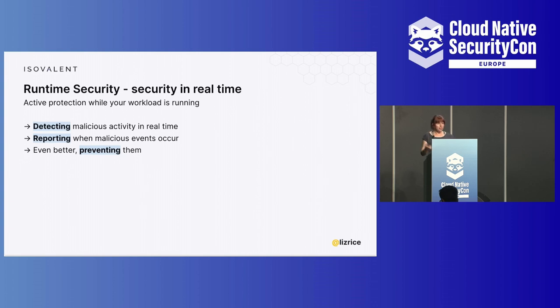A lot of the discussions, I think, at SecurityCon, there's been lots of things about supply chain and dependency management, things that happen before you deploy your workloads. What I'm talking about now is the real-time detection and prevention of malicious activity while your workload's running. So we need a way of detecting when something that looks suspicious is happening in real time. At a minimum, we need to be able to report that. Perhaps that's going to generate alerts, or it's going to go into a SIM, or some kind of notification that something suspicious or malicious has happened. But even better, if we can actually spot when something suspicious is about to happen, and we can prevent it.